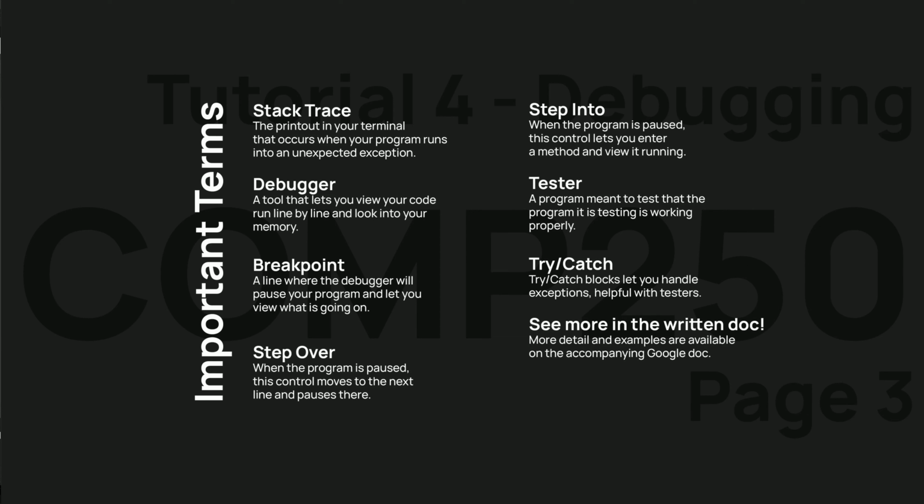Here are some important terms. We have the stack trace, which is the printout when your program finishes running. When it crashes, it has that red text in the console. That's called the stack trace. The debugger is a tool which we can use to fix bugs. Basically, breakpoints are a line where the debugger will pause and show you the values of all your variables. And then we have step controls, testers, try catch. This is something good to screenshot and reference, but it is something we'll get into on a practical level soon.